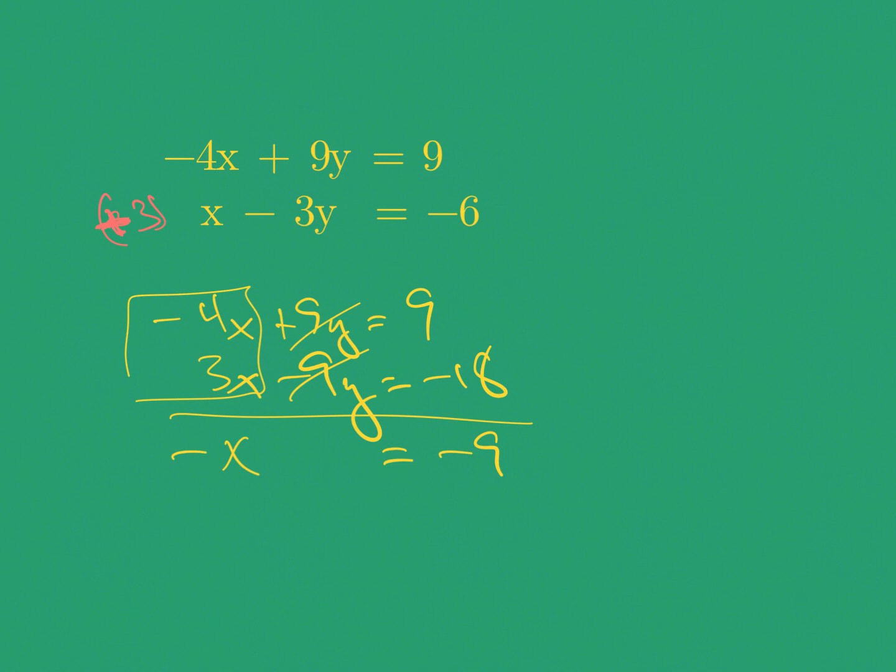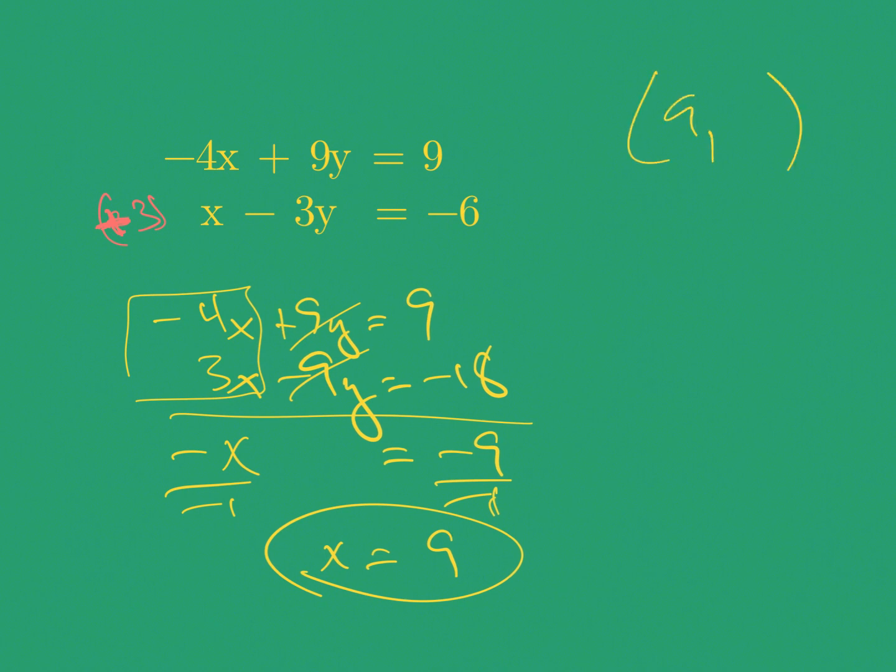So we've got negative 1x equals negative 9. How do we solve? By? Perfect. Divide both sides by negative 1. Negative 9 divided by negative 1, positive 9. And we found an x value, so 9 goes in the front of the ordered pair there.